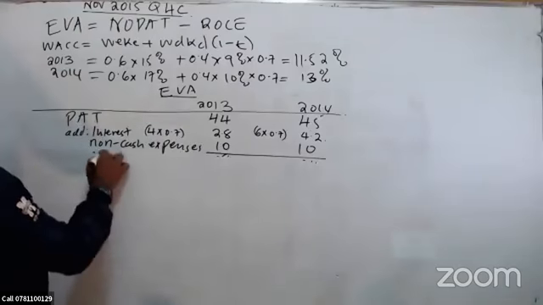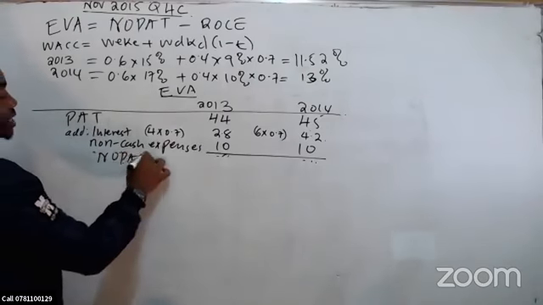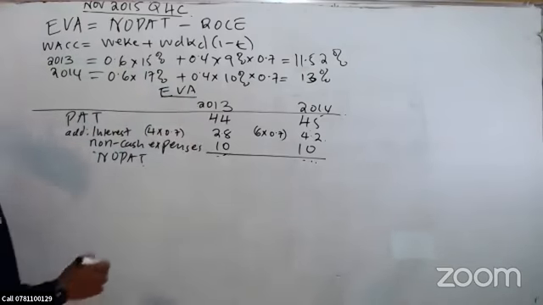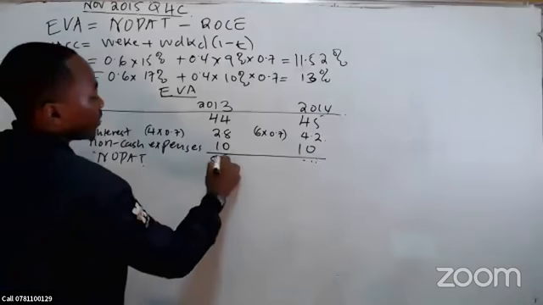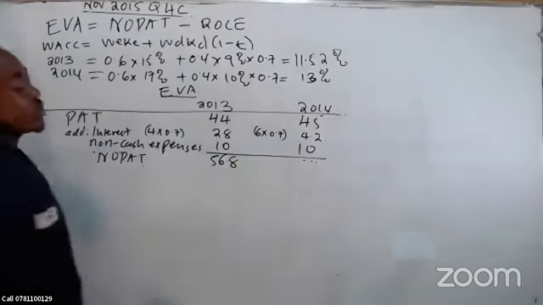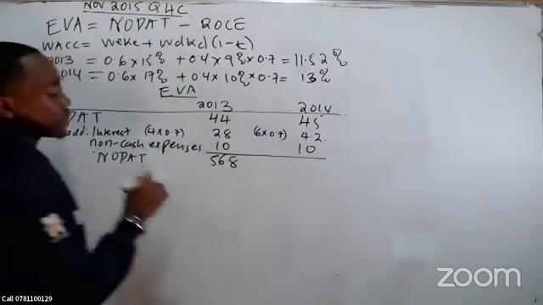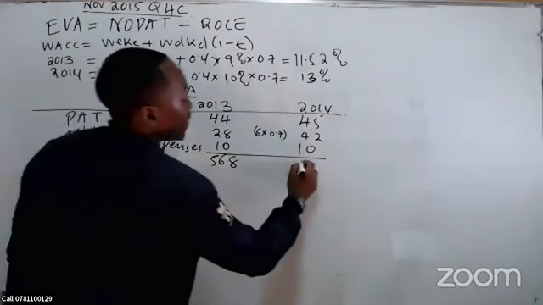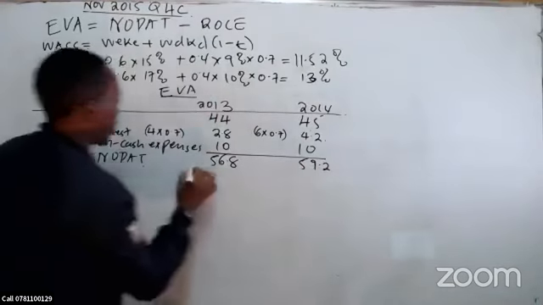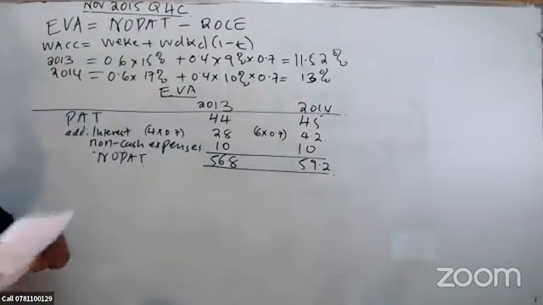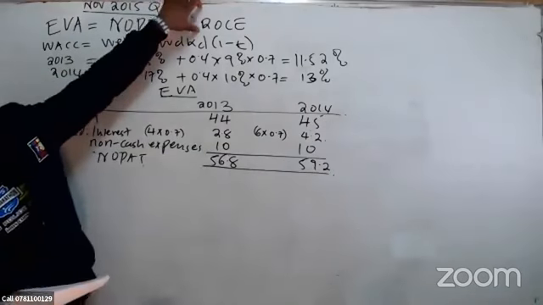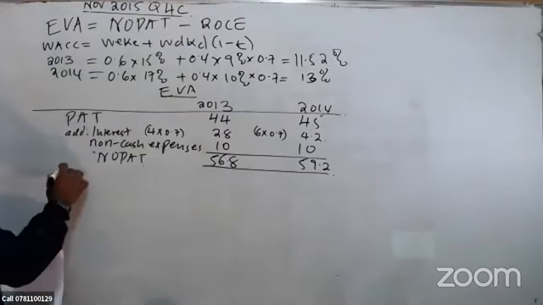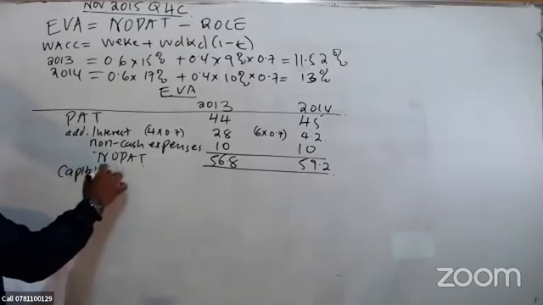So that means our NOPAT will change. So that means our net operating profit after tax for this one will be 56.8. And this one will be 59.2. So that's the NOPAT. Then we deduct the return on capital employed. How do we get the capital employed?